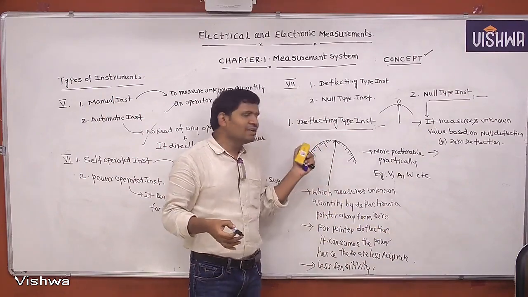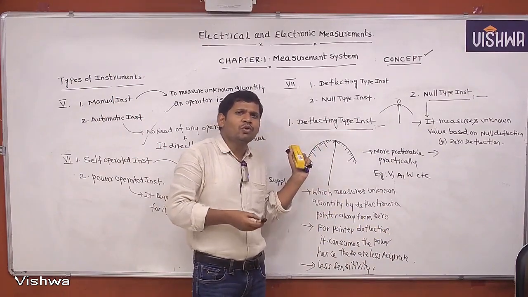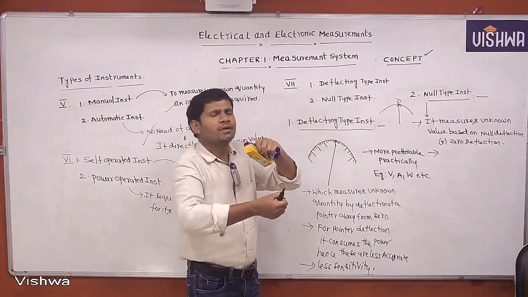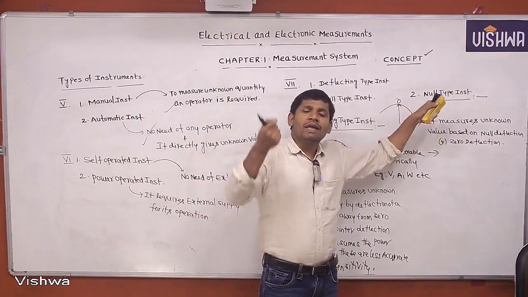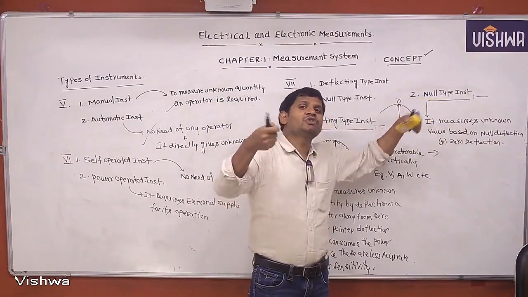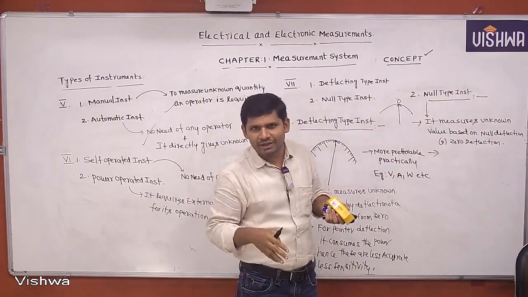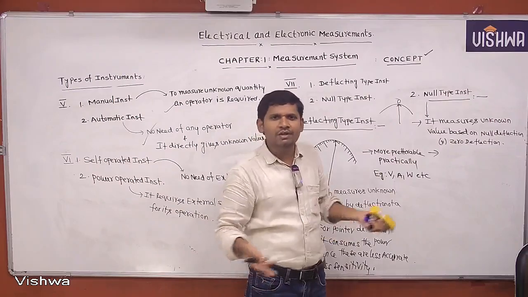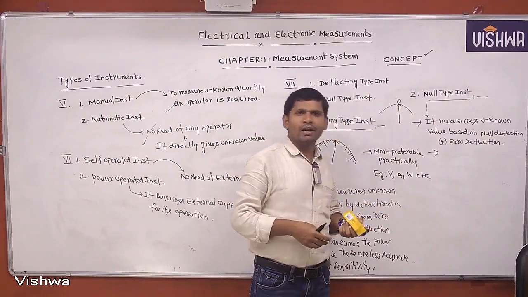But that is not the case in a deflecting type instrument. If you want to measure the unknown value, there must be movement of the pointer. But in a null type instrument, the pointer must show zero deflection. At that condition only we can measure. Another example is the potentiometer, which is also a null type instrument.